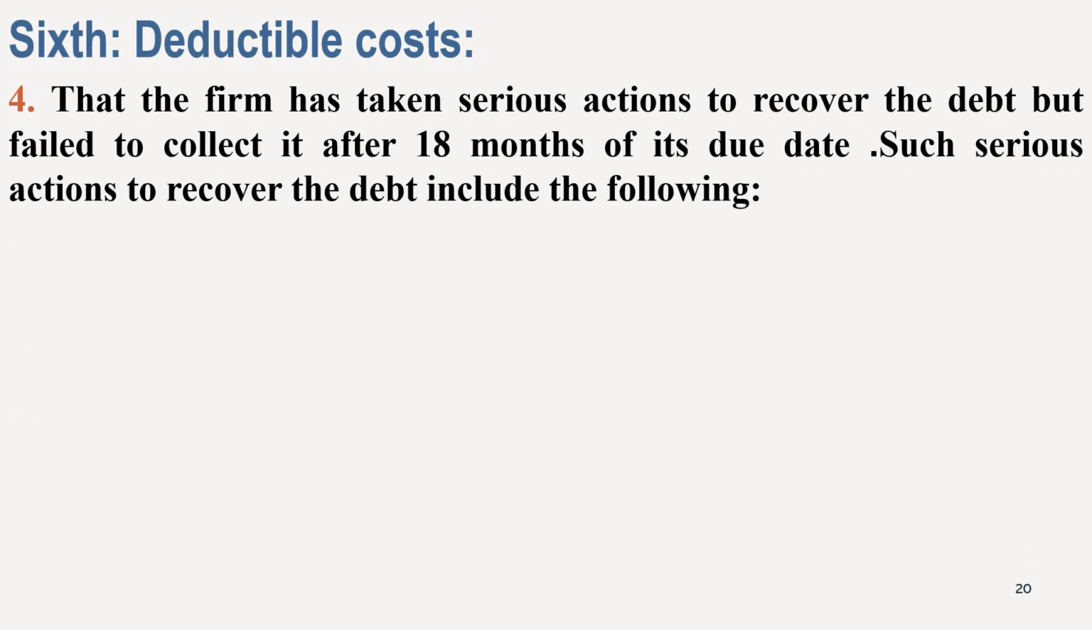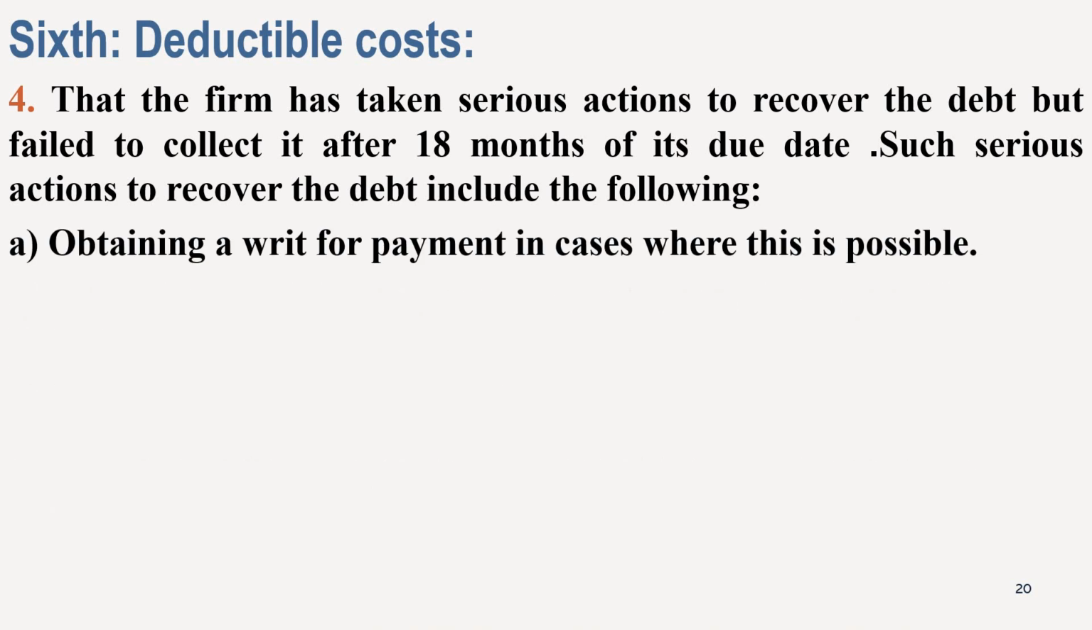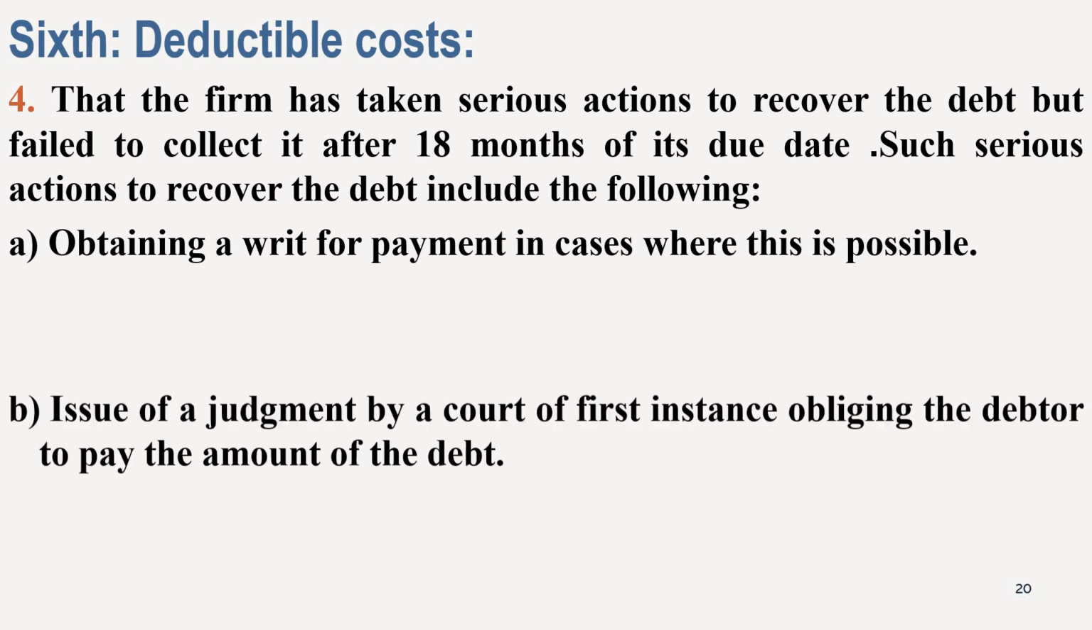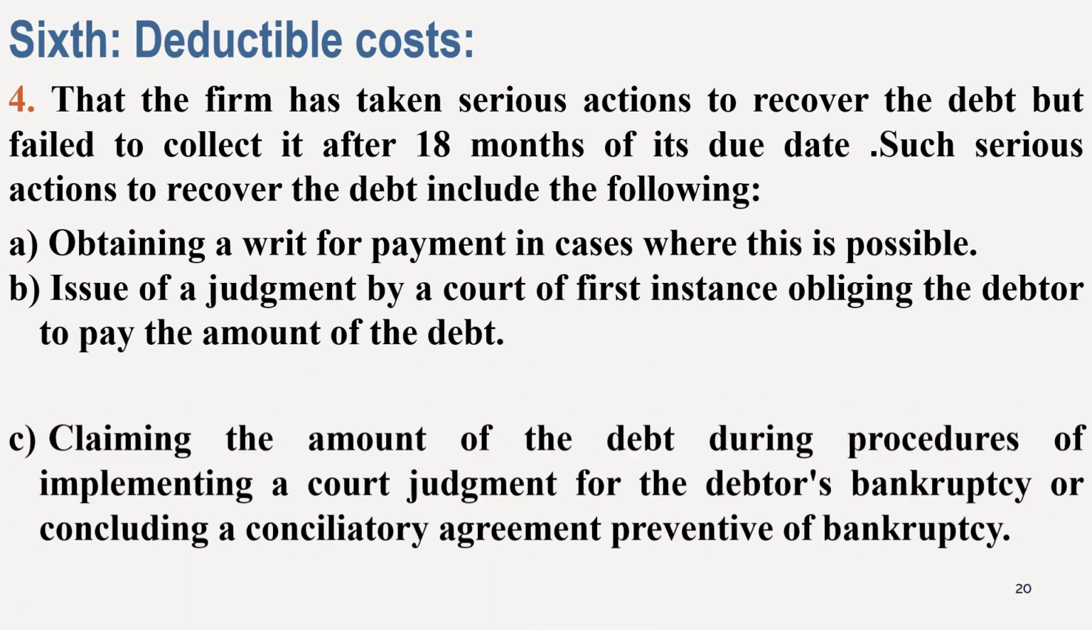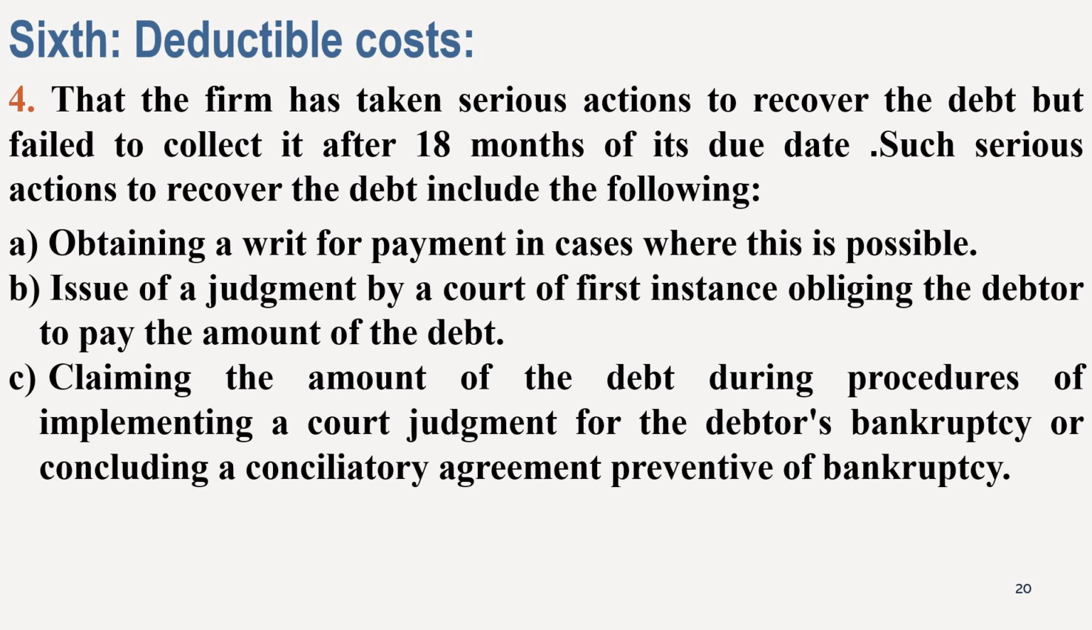The firm has taken serious action to recover the debt but failed to collect it after 18 months of its due date. Such serious action to recover the debt includes the following: obtaining a rate for payment in cases where this is possible, issue of a judgment by a court of first instance obliging the debtor to pay the amount of that debt, claiming the amount of the debt during procedures of implementing a court judgment for the debtor's bankruptcy or concluding a conciliatory agreement preventive of bankruptcy.